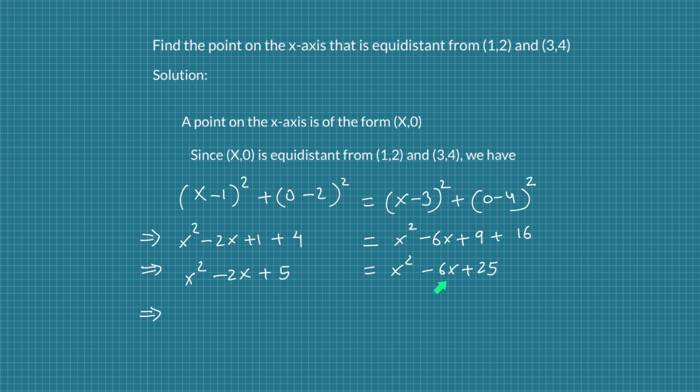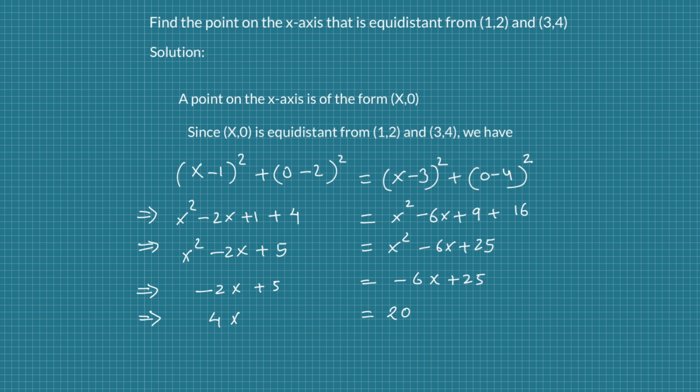Rearranging this equation here, we have negative 2x plus 5 equals negative 6x plus 25, which implies 4x equals 20. That gives us x equals 5. So the point on the x-axis is (5, 0).